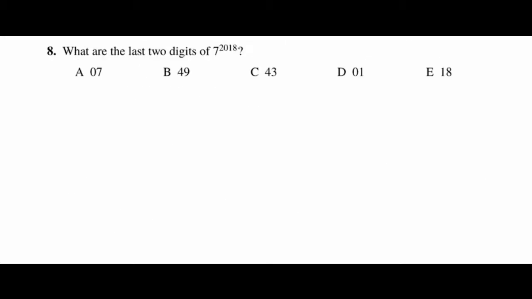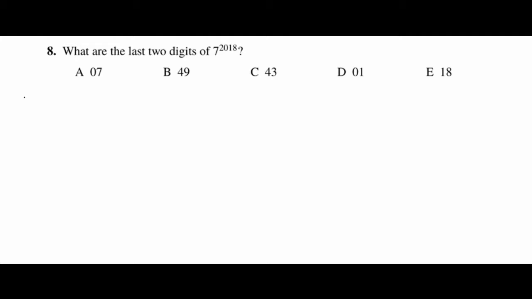Okay, so question 8 is, what are the last two digits of 7 to the power of 2018? So if we quickly look at the answers, we can see that all we have to do is consider the last digit of 7 to the power of 2018, because each of the options has a different last digit. Okay, so now let's think about what the last digit could be.